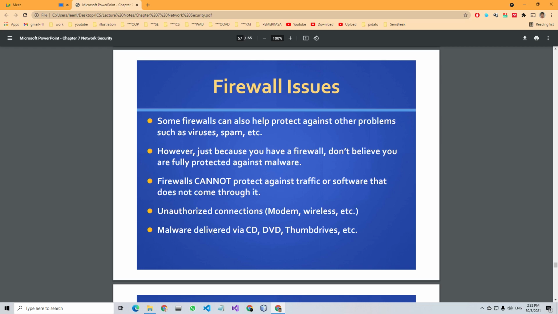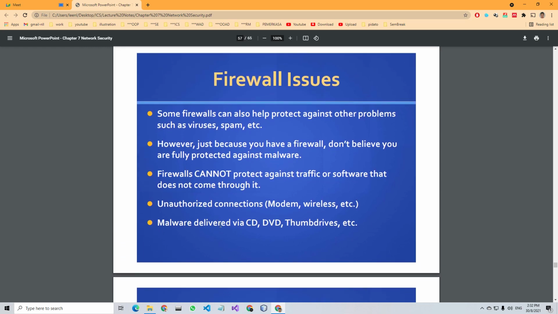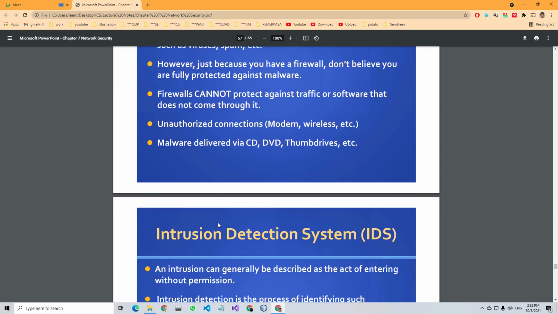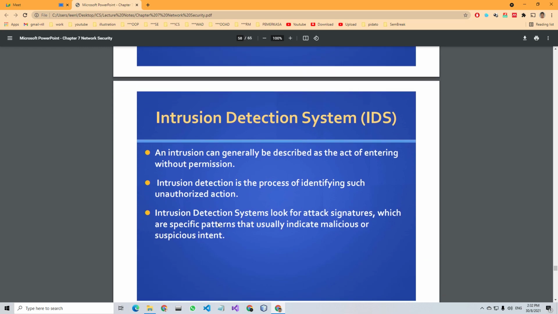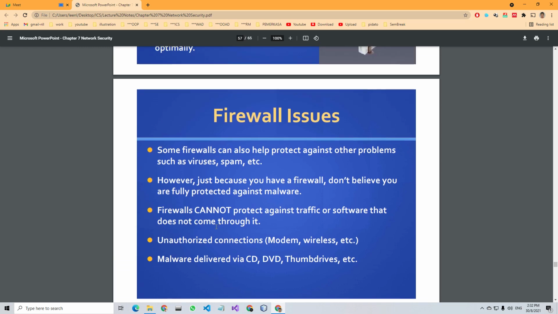Our online activity. So the third bullet: a firewall cannot protect against traffic or software that does not come through it. Yes, the wall is there. If the message didn't pass through it, how can it block it? That's another issue. Unauthorized connections or malware delivered through CD, thumb drive, or DVD cannot be protected by a firewall. So these are the issues that need to be considered.